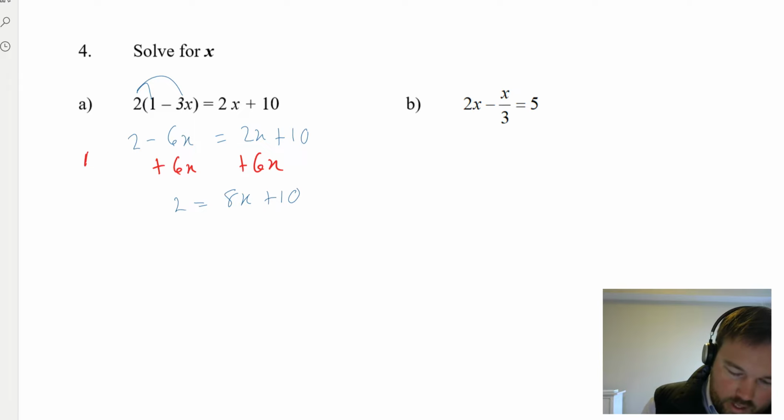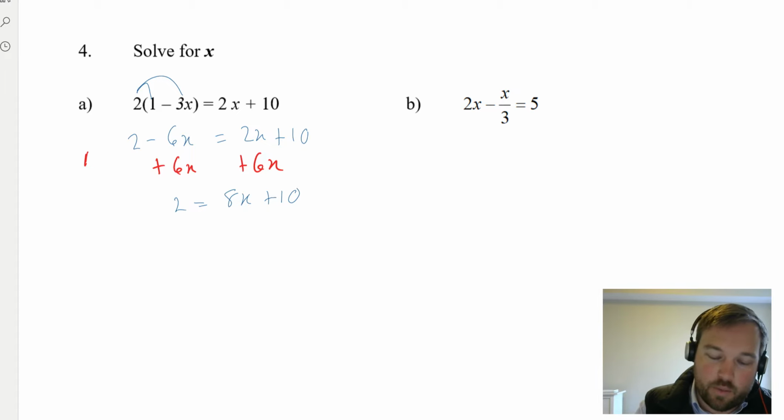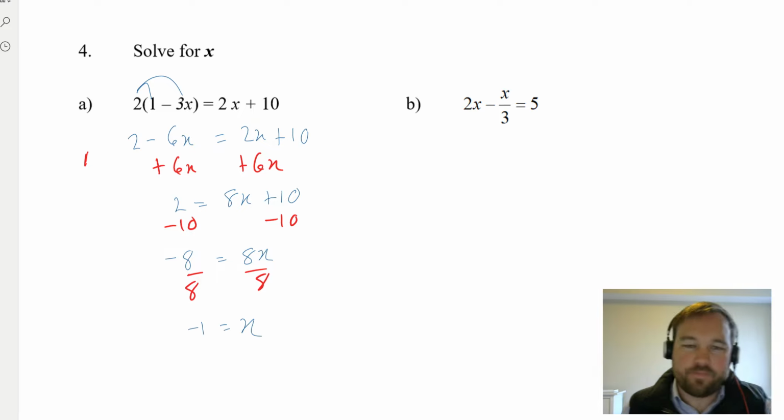Alright, we are going to hit a negative. Now we've got x by itself. We're going to unwrap it, so get it by itself entirely. We're moving the 10 and the 8. So take 10, take 10. 2 take 10 is negative 8 equals 8x. Divide by 8, divide by 8. Negative 8 divided by 8 is minus 1, and that's the answer for x.